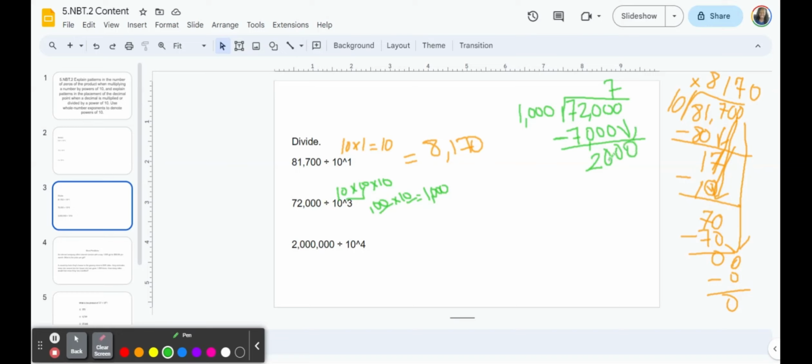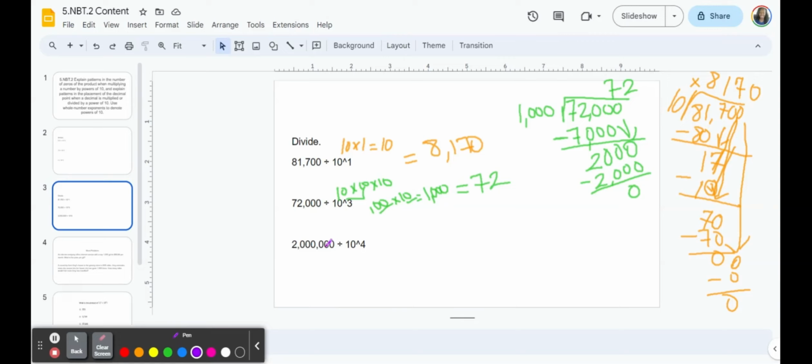Can 1,000 go into 2,000? Yes. How many times? 2. 2 times 1,000 is 2,000. So now if we subtract 2,000 minus 2,000, we get 0. And we find out that the answer to this particular problem is 72.